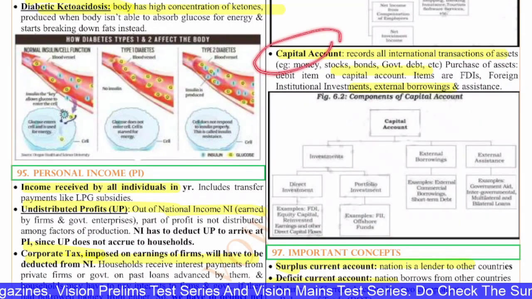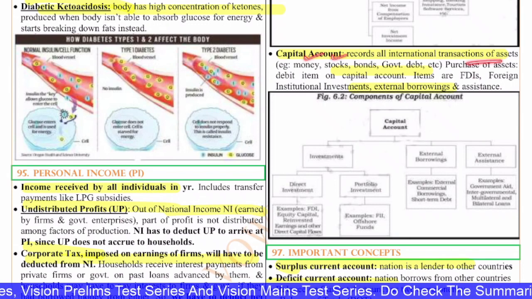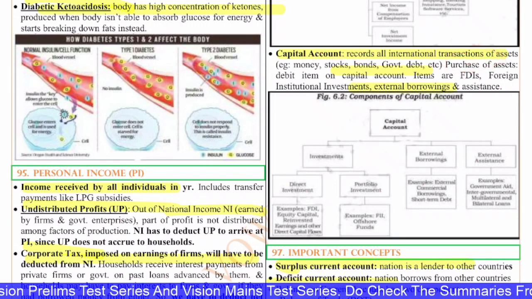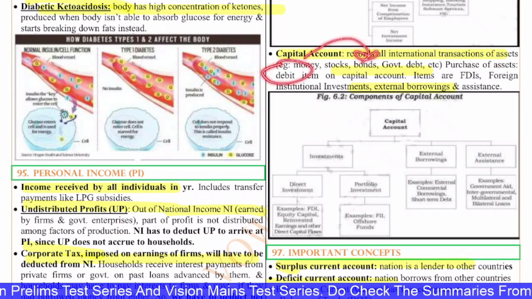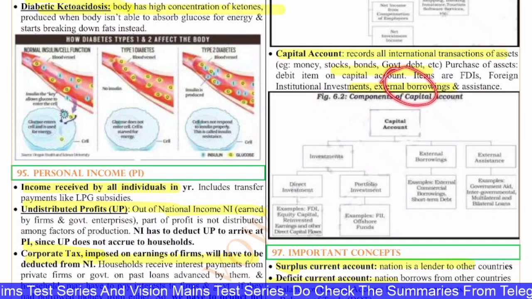Next, the capital account is a record of all international transactions of assets like money, stock, bond, government debt, etc. The purchase of an asset is a debit item on the capital account. Items are the FDIs, foreign institutional investments, external borrowings and assistance.